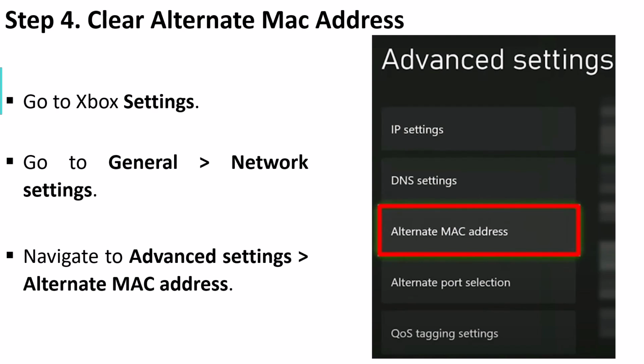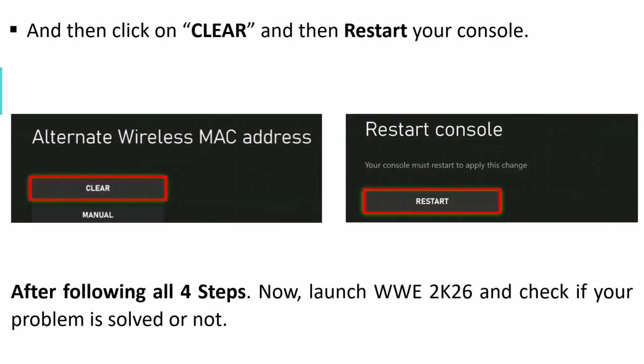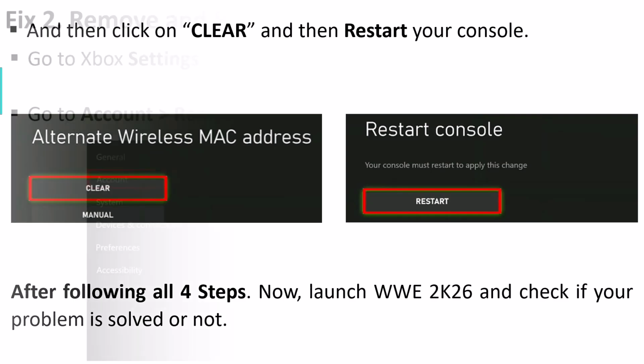Step 4 is to clear alternate MAC address. So go to Xbox settings, go to general, network settings, navigate to advanced settings, alternate MAC address and then click on clear and then restart your console. Now after following all these 4 steps, then you can go ahead and launch WWE 2K26 game and check if your problem is solved or not.